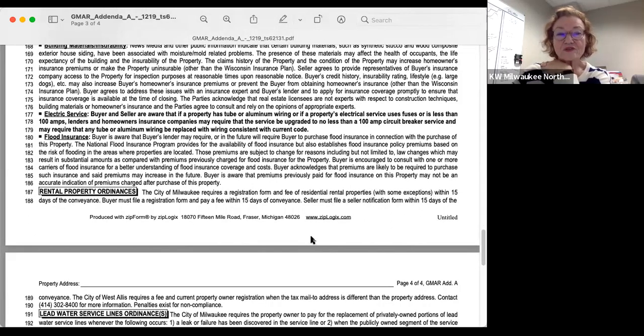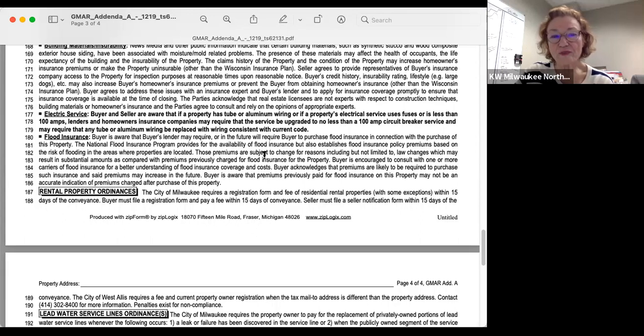And on flood insurance, buyer is aware that buyer's lender may require, or in the future will require, buyer to purchase flood insurance in connection with the purchase of this property. Flood insurance is expensive. And this is something that really, if you're anywhere near water, you don't even really have to see water to be in areas that can be affected by a flood. Make sure that those investigations are done, finding out whether they absolutely need flood insurance or not.